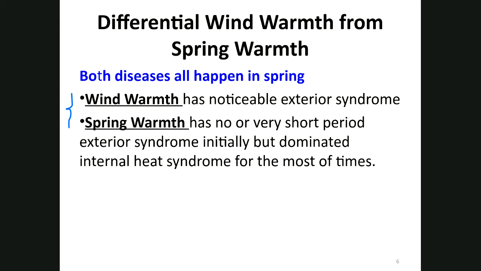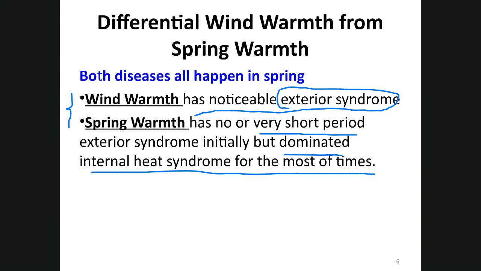For wind warmth, there are noticeable exterior symptoms, so weak conditions dominate. But for spring warmth, the weak conditions are very, very short. They can transmit into the qi level very quickly and dominate with qi level heat. That means because of the more severe heat, very high temperature goes through. So people could present with wind warmth in the first few hours and then become spring warmth so quickly.